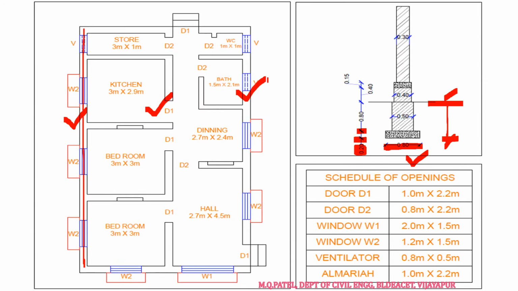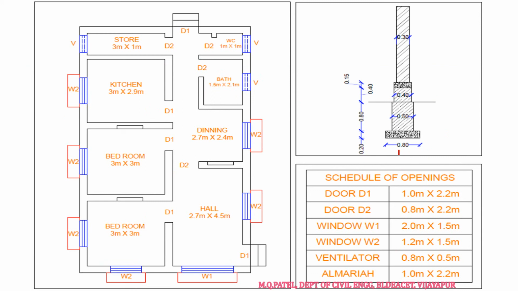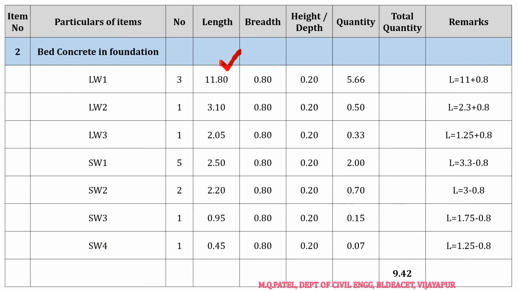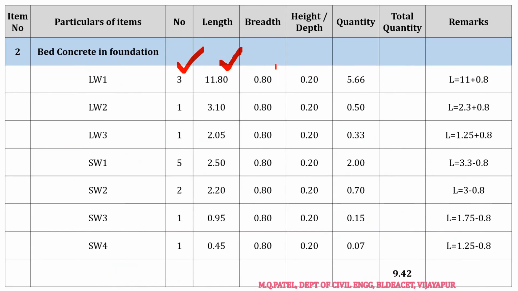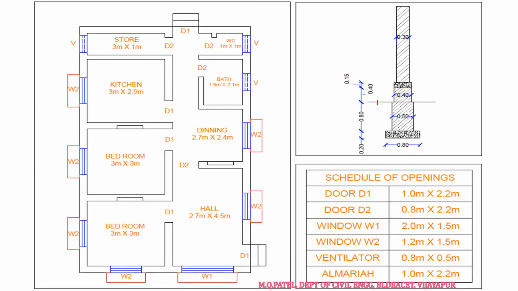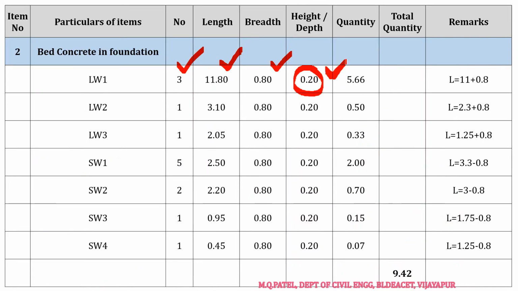Breadth will also remain the same. If you see the breadth of excavation and the breadth of bed concrete, it is the same. So the length will remain the same, this you can remember. Breadth we already have, that is 0.8. Then next, only the depth is going to change. As you see, the depth of the bed concrete is 0.2 meters, right?